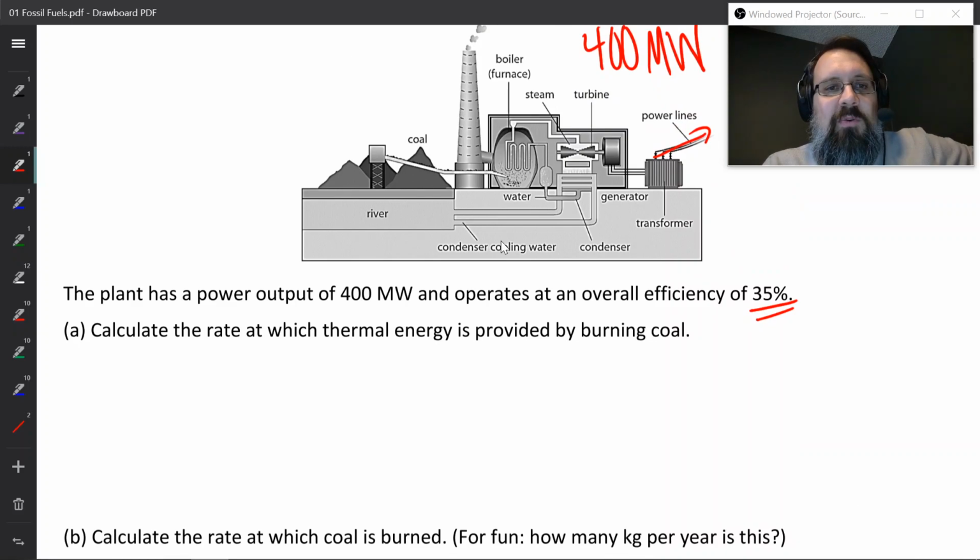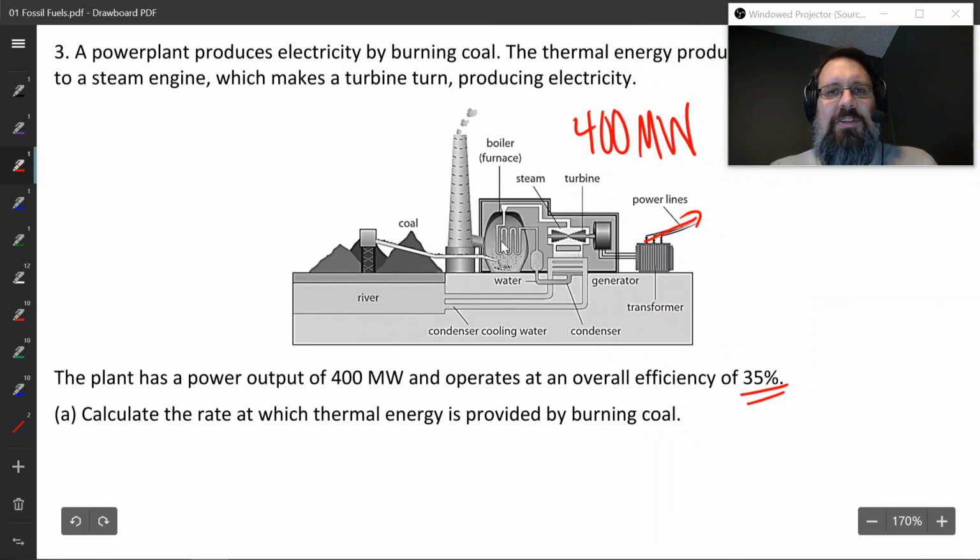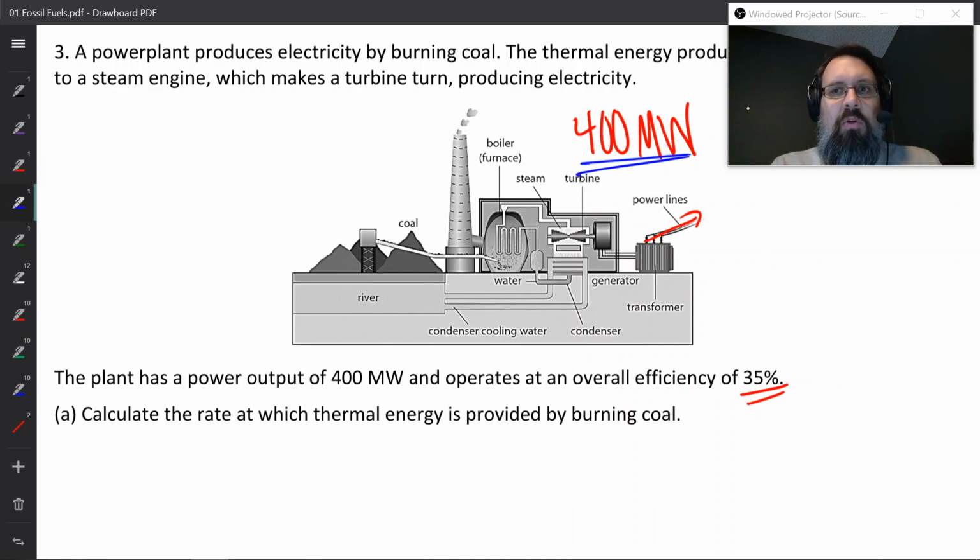Question A, calculate the rate at which thermal energy is provided by burning coal. So we want to find out how quickly thermal energy is being provided. We know that this plant is giving out 400 megawatts. We're trying to figure out only 35% of that is 400 megawatts. So what's the full amount of thermal energy that's being provided?